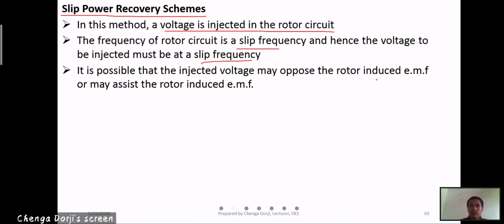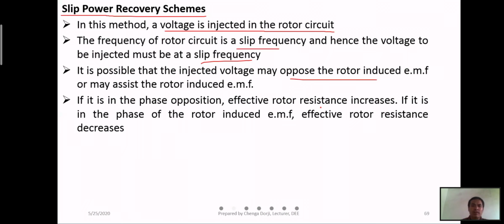Then another point is that it is possible that the injected voltage may oppose the rotor induced EMF or may assist the rotor induced EMF, depending upon the direction of the injection. If it is in phase opposition, the effective rotor resistance increases. If it is in phase with the rotor induced EMF, the effective rotor resistance decreases. This method is used for WRIM, the wound rotor induction motor, or SRIM, the slip ring induction motor.